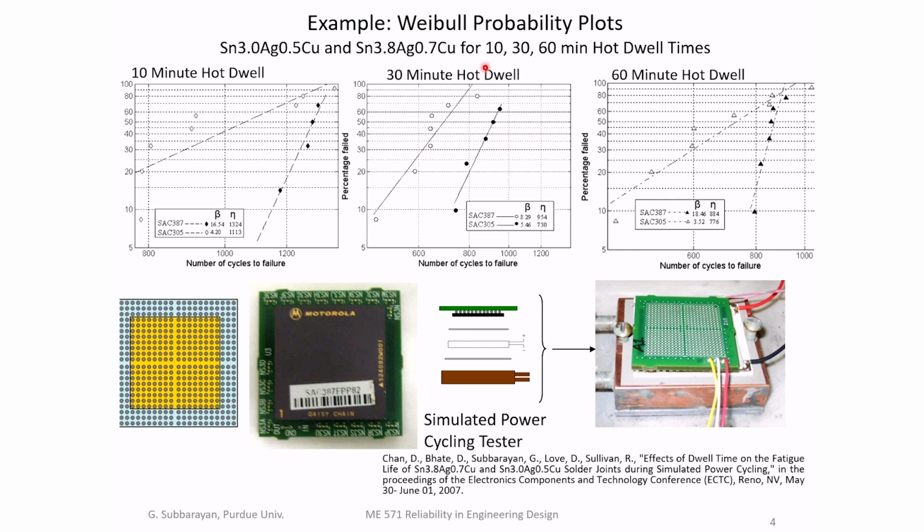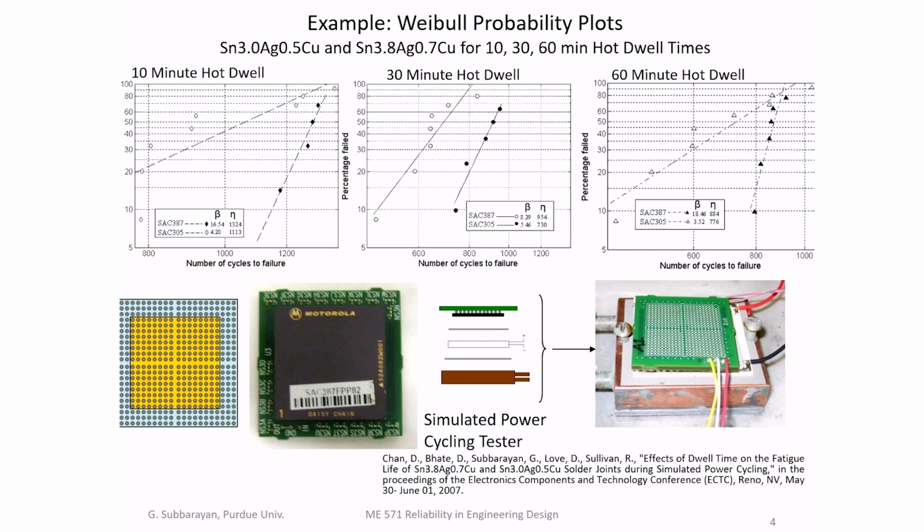And they were tested with different what are called dwell times. They go through a temperature ramp up, hold for some period of time, temperature cool down, hold. So these hold times are what are called dwell times. And these were tested with different hot dwell times. What you find is that, for nominally identical components assembled with identical materials, the failures occur at different numbers of cycles. And this is what we mean by an inherent uncertainty in failure times.